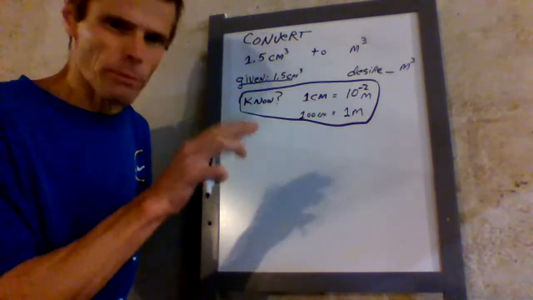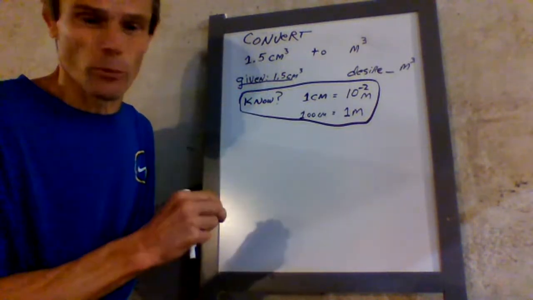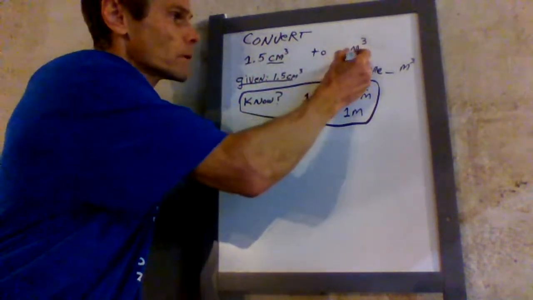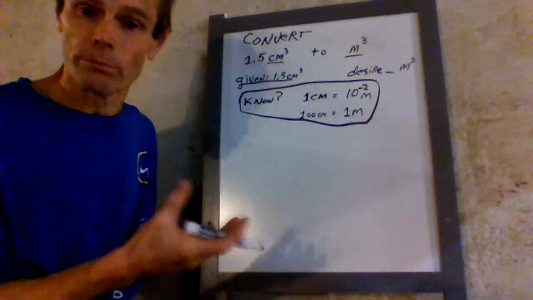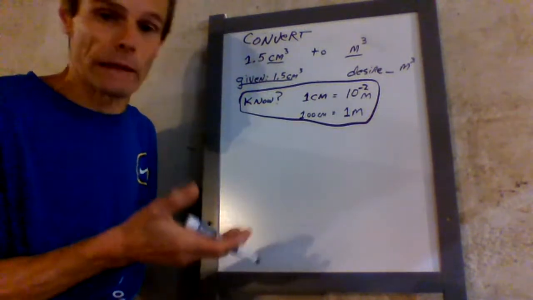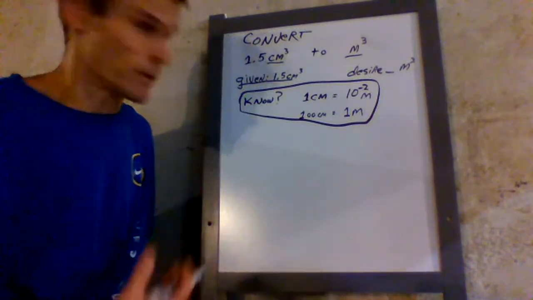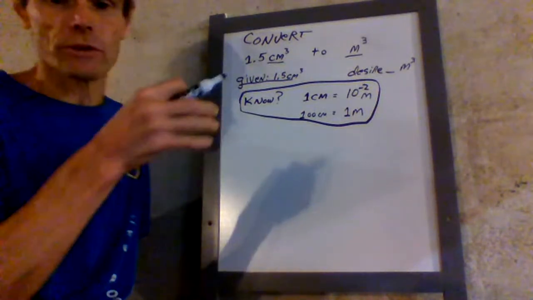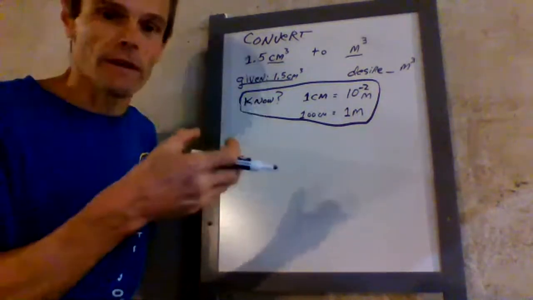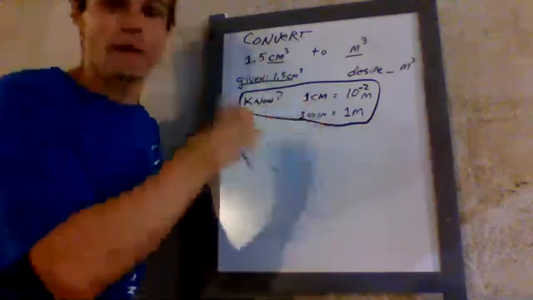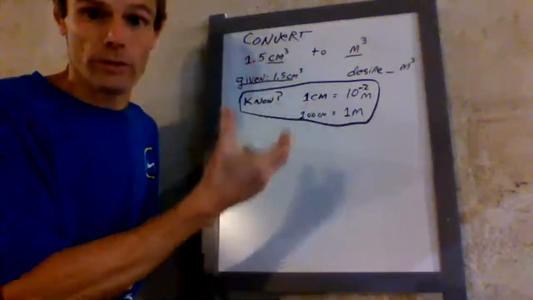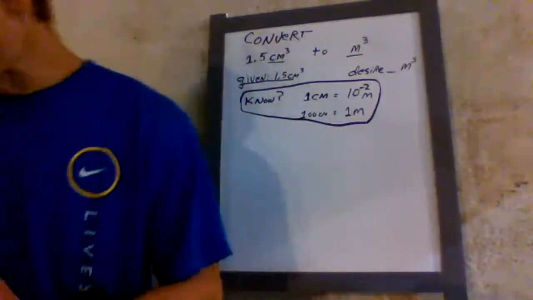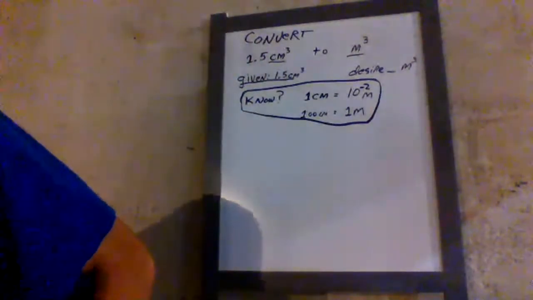Now, the problem here that makes it a little more difficult is that our units are cubed. This is often the case in volume conversions. So if the units are going to be cubed, then the numerical values for these conversion factors also have to be cubed. So let's work on the problem now.